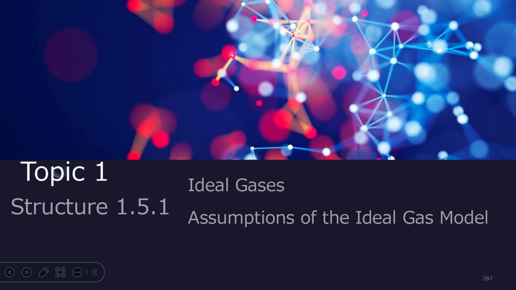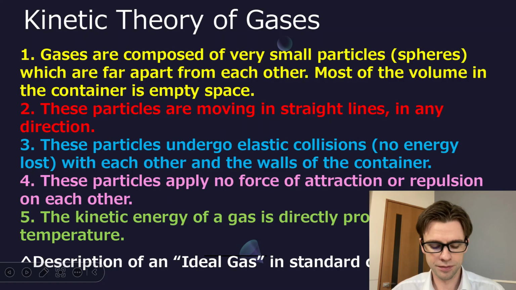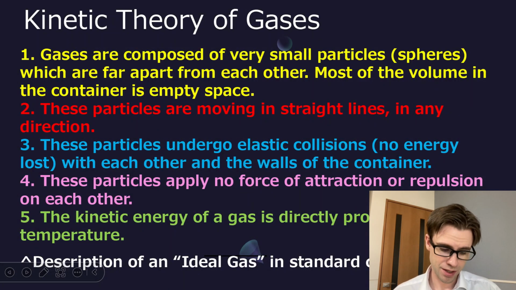So 1.5.1, assumptions of the ideal gas model. We'll start with this. So first, the kinetic theory of gases. This slide is hugely important. There's no real math in it. It's just the idea of how we are modeling ideal gases through descriptions. A lot of physics in this, but you do have to know, I think, each of these 5 points that I have on this slide, so memorize them.